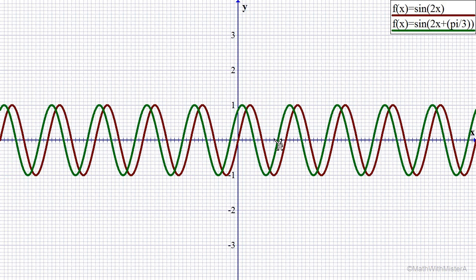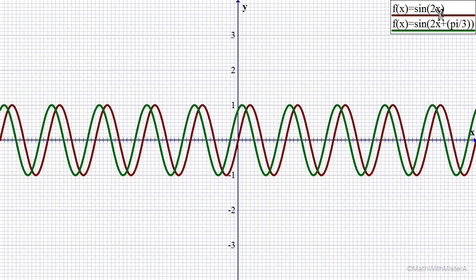But what if I decrease the period of these functions by going with sine of 2x and sine of 2x plus pi over 3? I'm still seeing that same value of C, pi over 3, but what is the shift that we see here now? From the maroon graph, shift to the left only 15, 30 degrees this time. I can really see it with the intercepts. Shift to the left 15, 30 degrees.